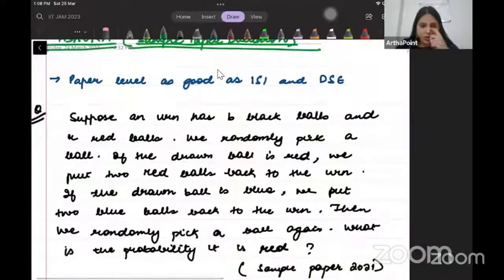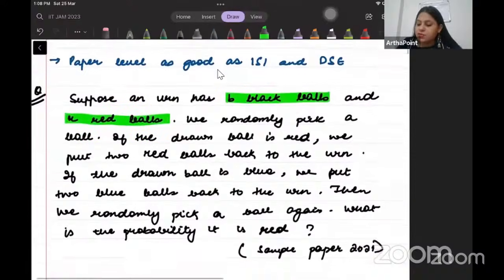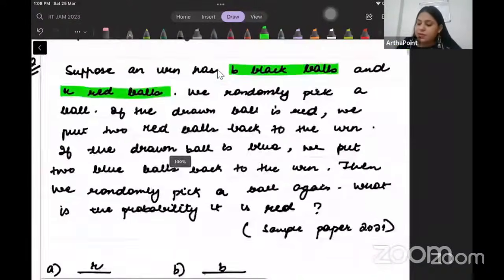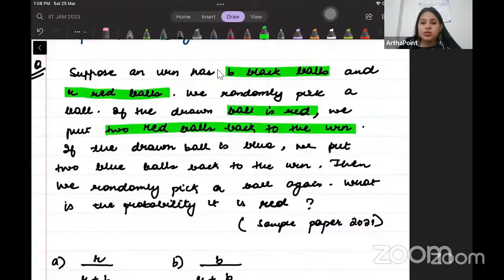Let's look at the first one. It says, suppose an urn has B black balls and R red balls. If we randomly pick a ball, if the drawn ball is red, we put 2 red balls back to the urn. And just think about this.